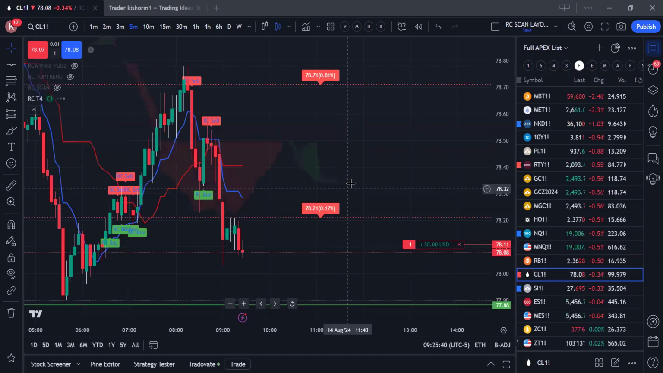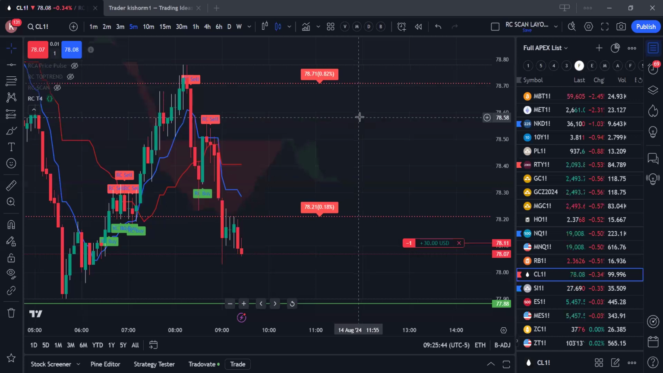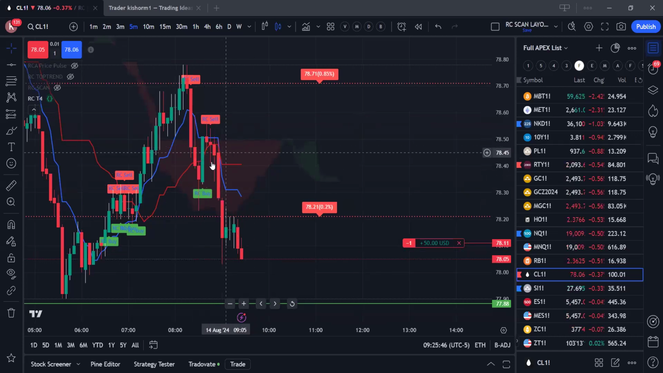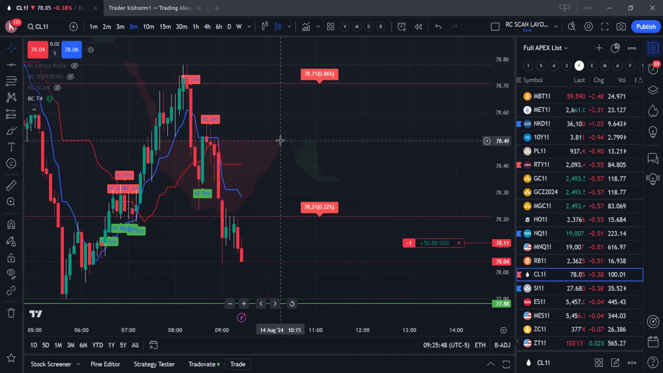The crude oil is going down. Right? It is below the cloud. Overall, the cloud is red. The cloud can go red until some more time.